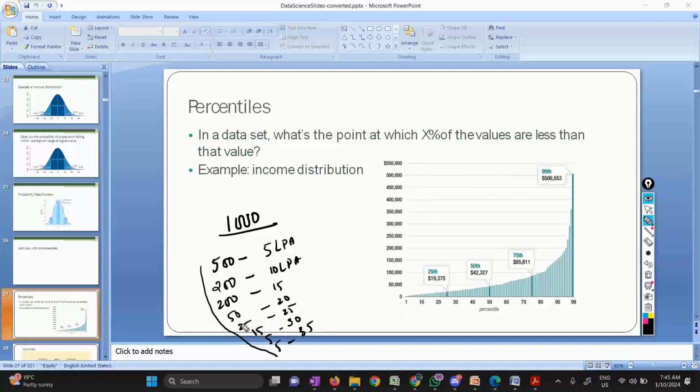400, 450, 25, 25, 500, 500, 500, 1000. 1000 members data is in front of you. If you see this graph, few people are earning high. So the probability density of them, the probability of you finding them is very less.